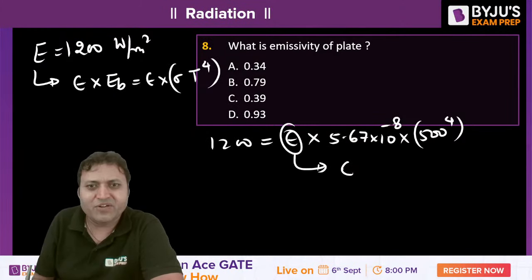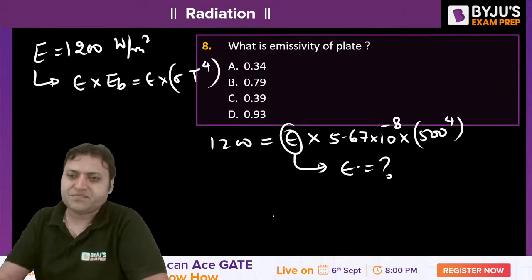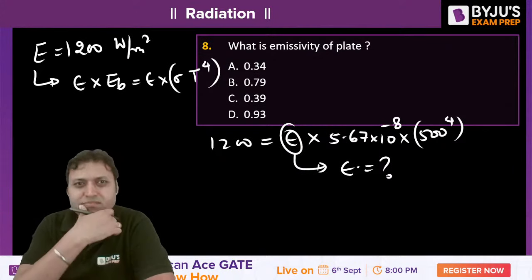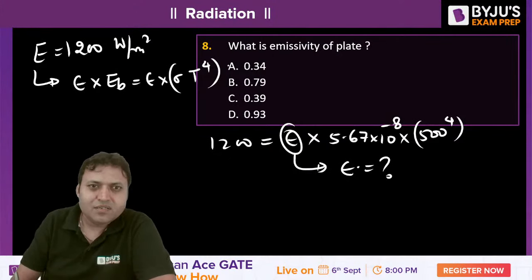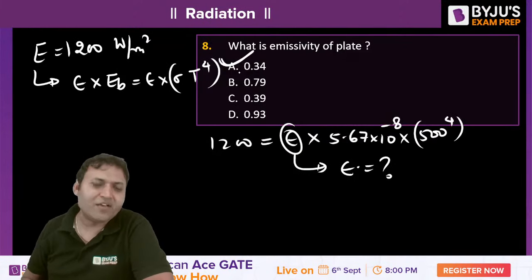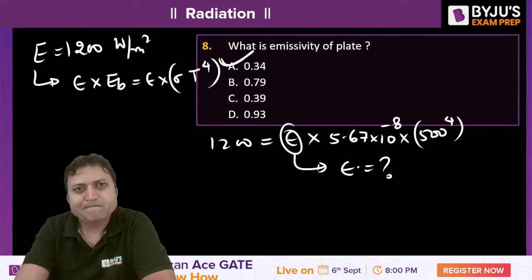And find out the emissivity. What will be the emissivity? Question number 8. Are you getting option A? 0.34. Emissivity will be 0.34. Isn't it?